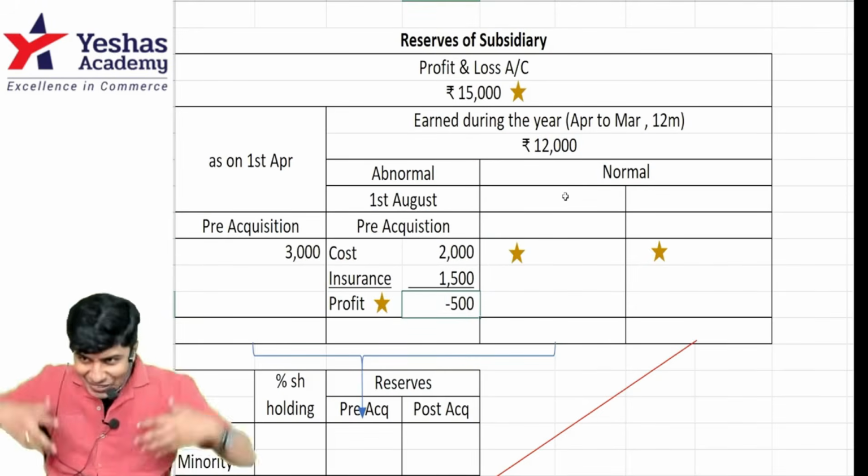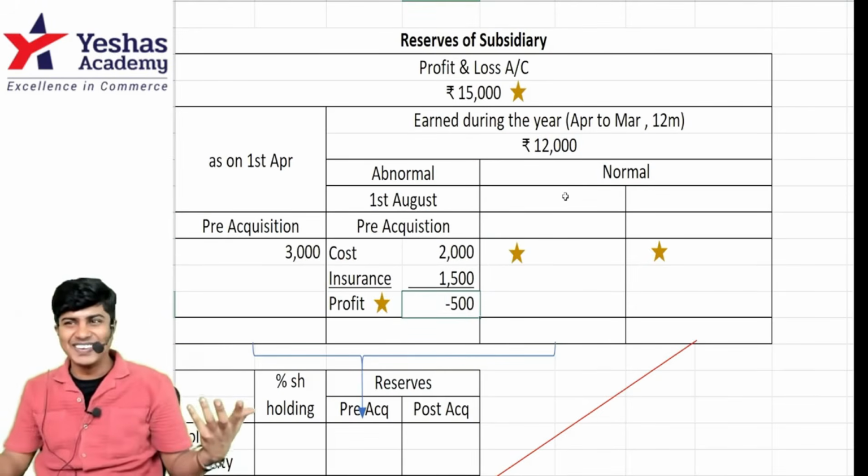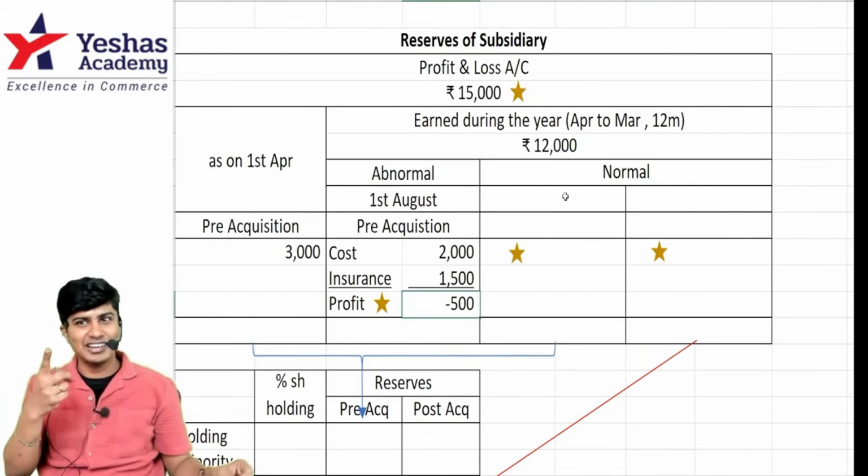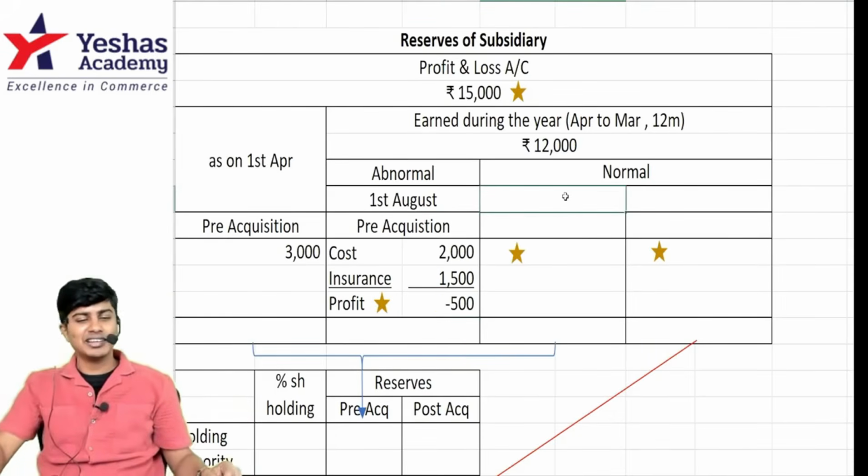12,500. Even now you feel like telling 11,500, no? How many of you are feeling 11,500? You will lose 2 marks if you do it that way.